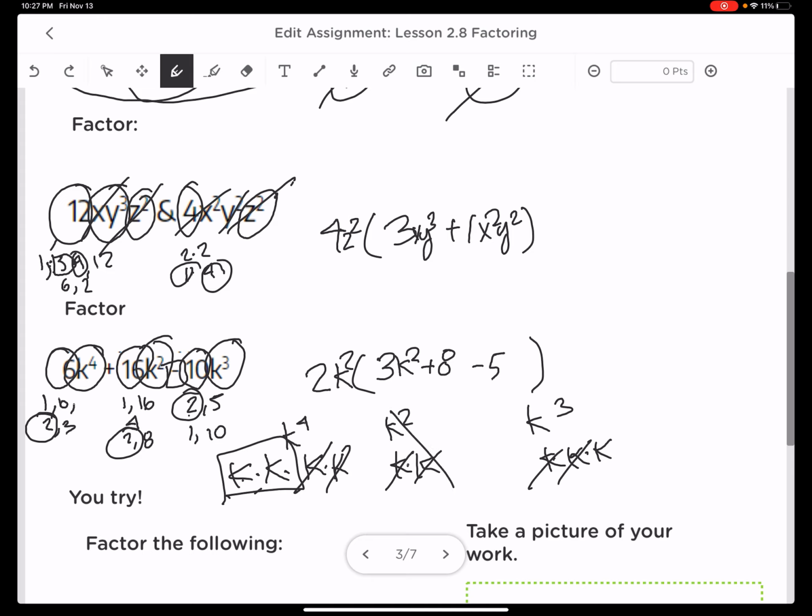On our second one, we're good. It's not going to have a k. And in our last one, it's only going to have 1 k. And so our factored form is this.